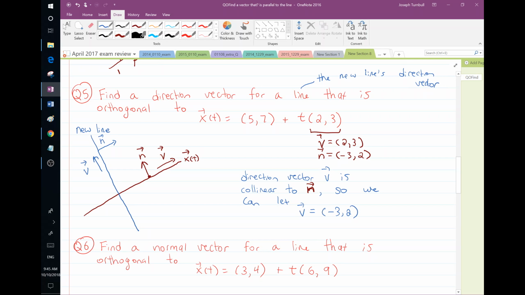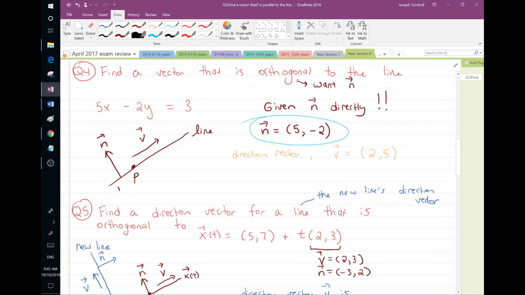This is a trick question. There are two lines involved. There is the given line, x of t, and then it says for a line that is orthogonal to that line. So we want another line that's at 90 degrees to the original line, and we want that one's direction vector. You have to read these very, very carefully.